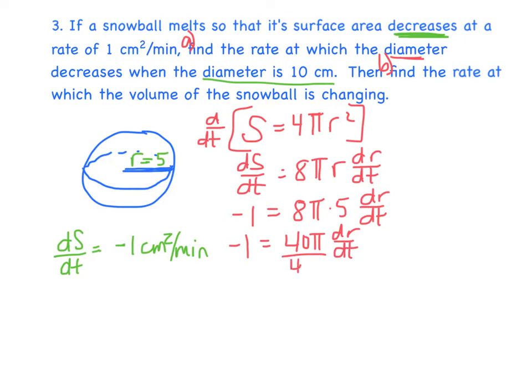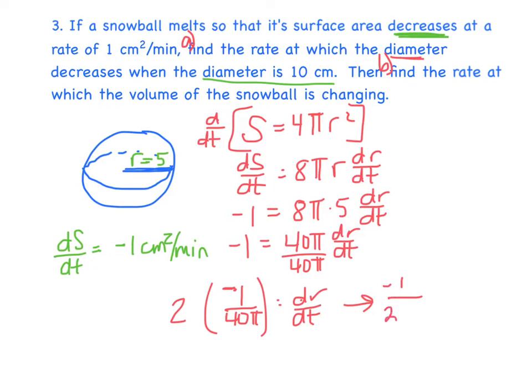Okay, we're going to divide by 40 pi, and so we get negative 1 over 40 pi equals dr dt. Now, like I said, we really wanted the rate at which the diameter was changing. So if the rate at which the radius is changing is negative 1 over 40 pi, how do we get from radius to diameter? We double it. So we're going to go ahead and double it, and that's going to give us negative 1 over 20 pi is equal to dd dt.